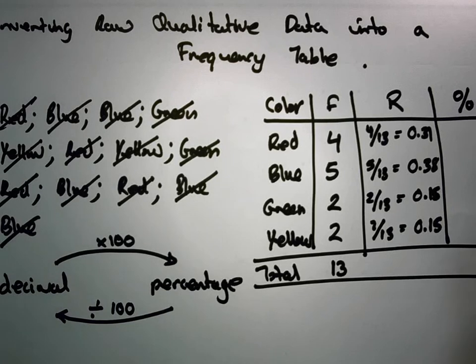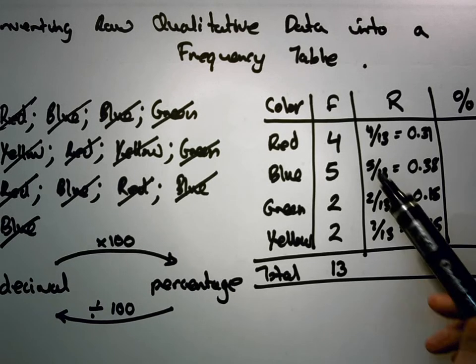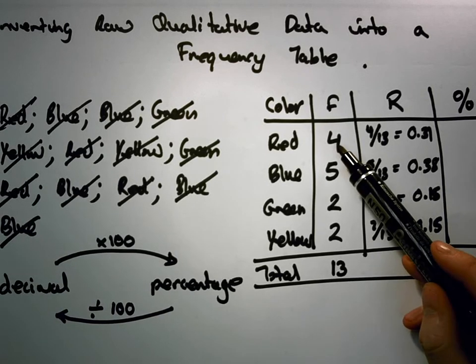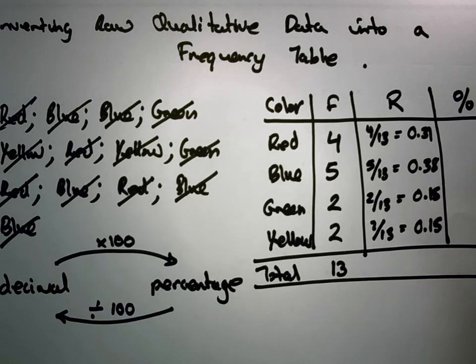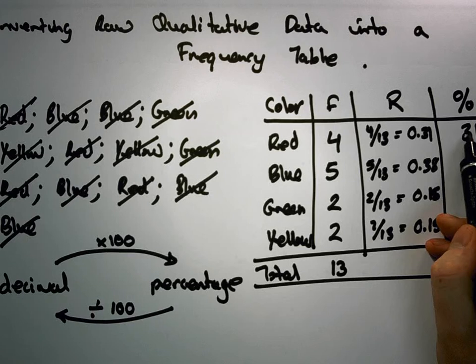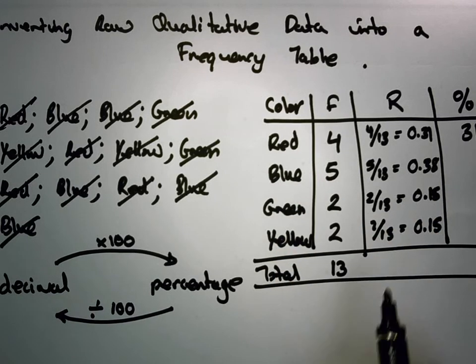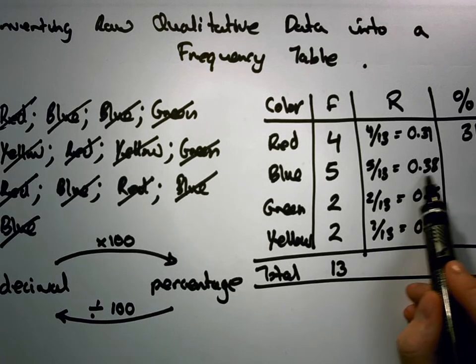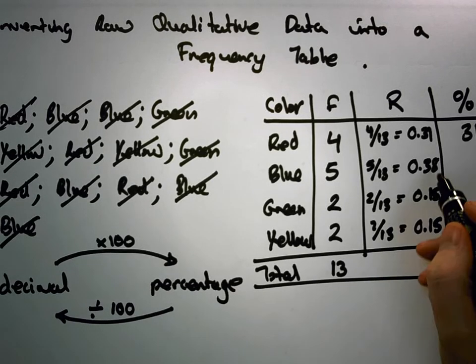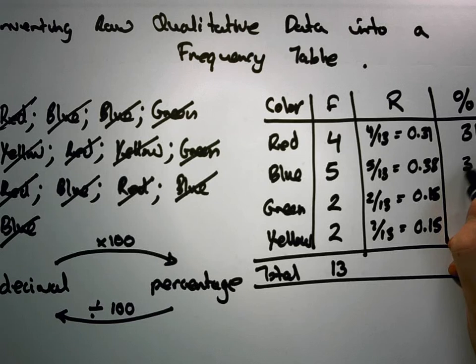Okay, so as a percentage of the total, relative to the total, 4 observations for red represents 4 13ths of the observations. If we multiply this by 100, we get the relative percentage, which is 0.31 by 100 gives us 31. So 31% of the observations were red. Looking at blue, well, blue occurred 5 times. As a relative frequency, that's 0.38. If we multiply 0.38 by 100, that gives us 38. So blue occurred 38% of the times in this experiment.